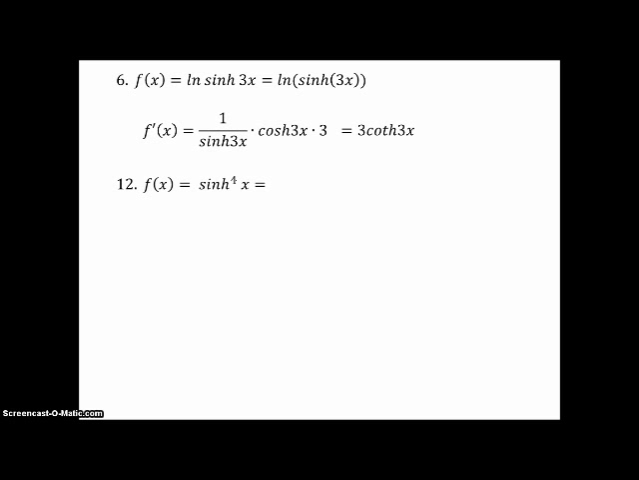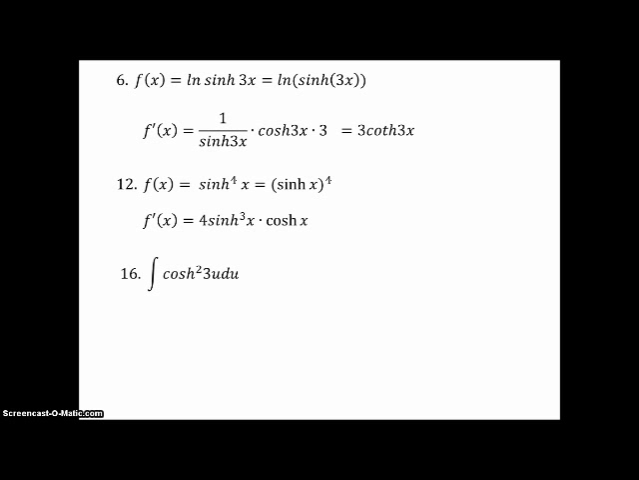Here's another example, number 12. The sinh of x to the 4th power. This is what's meant by that, same as with regular trig functions. And so using the chain rule, the 4 comes down, we reduce the power to 3 and multiply by the derivative of sinh, and that one can't really be cleaned up or changed much.